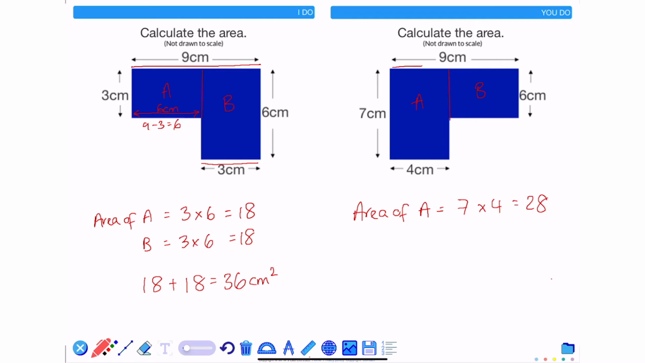I can see that the whole length of the composite shape is 9, and this section here is 4. So 9 take away 4 gives me 5, and that means that the area of shape B will be 5 times by 6, which is 30. The area of the composite shape is then the sum of these two areas, so 28 plus 30 is 58. And same thing again, centimeters squared. Since all dimensions were measured in centimeters, its area will be centimeters squared.